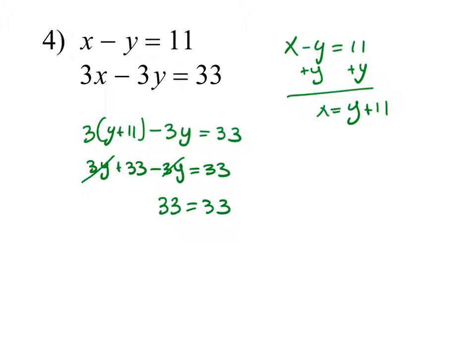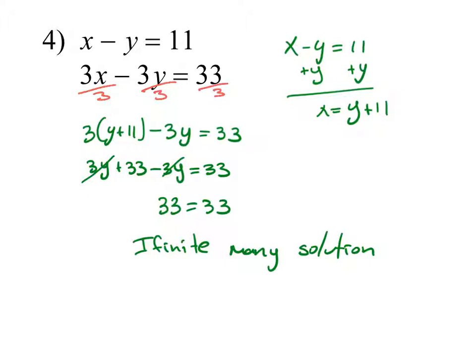And this equality is true, 33 equals 33. So in this case, we're going to write that we have infinitely many solutions. That means there are a lot of points that you can plug in here and they're going to solve it. When I graph those two lines, they're going to be the same. If I simplify my second equation by dividing everything by 3, I get x minus y equals 11, and as you can see, they are the same equation.